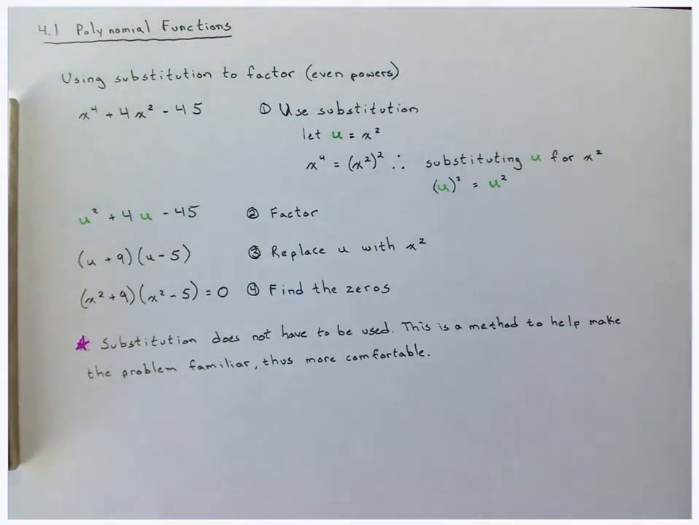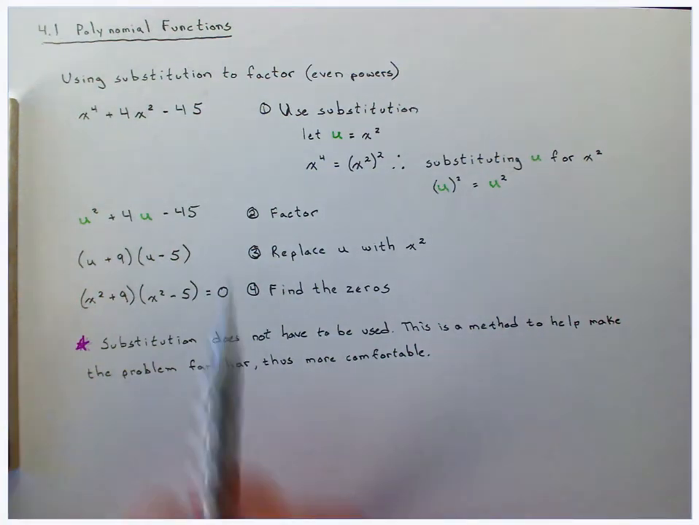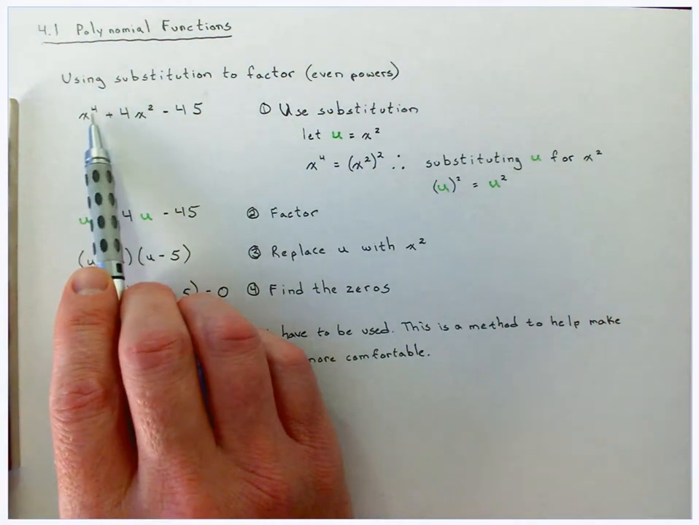Hello. Another helpful thing to do whenever factoring, and you're factoring to find the zeros of your polynomial, is to use substitution. This method does not have to be used. The reason that you can use it is that it helps to make the problem more familiar. And whenever things are more familiar, they're more comfortable. So it feels like you're just doing the same thing that you've already practiced before. So it's a trick. And this works whenever you have even powers greater than 2.